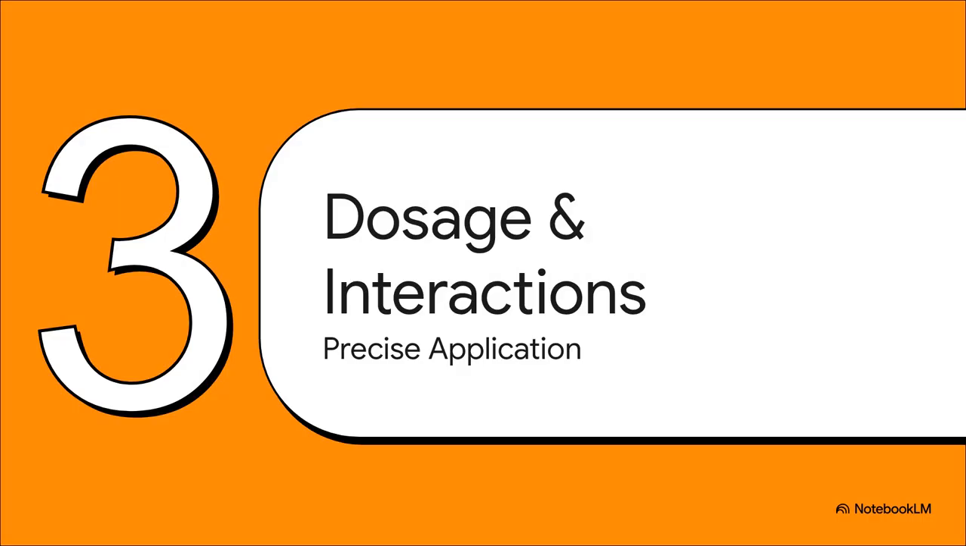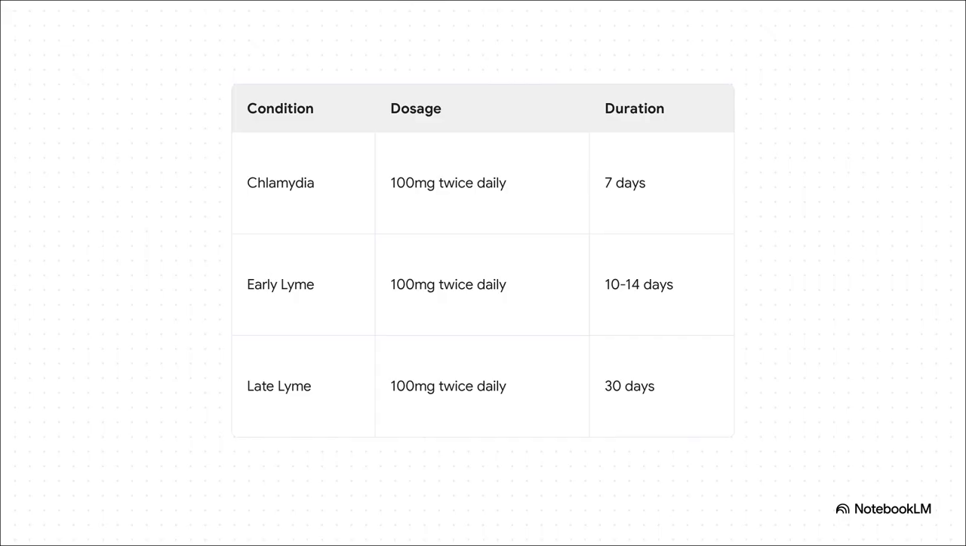Okay, so understanding the why is one thing. The precise execution is the next. Let's dig into dosing and the critical interactions that can really compromise efficacy or even safety. So this table highlights a really key principle in how we dose doxycycline. Notice anything? The adult dosage is a consistent 100 milligrams twice a day across these common indications. The main thing we change is the duration. It goes from a standard 7-day course for an uncomplicated chlamydia infection all the way up to a 30-day course for late Lyme disease. This reflects the complexity and persistence of the infection we're up against.